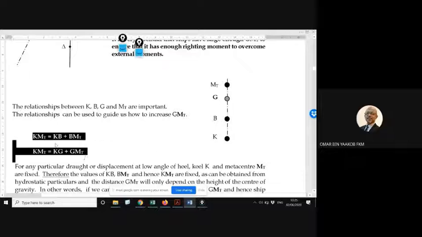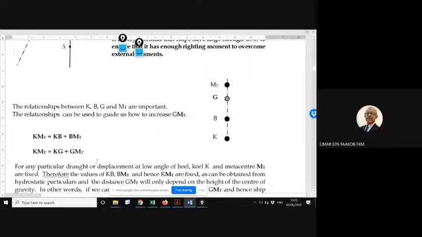To go from K to MT, you can add KB to BMT, or you can add KG to GMT. If you equate these two together, then KB plus BMT is equal to KG plus GMT, which means that if you know KB, you know BM, or you know KG, you can get GMT, either way.